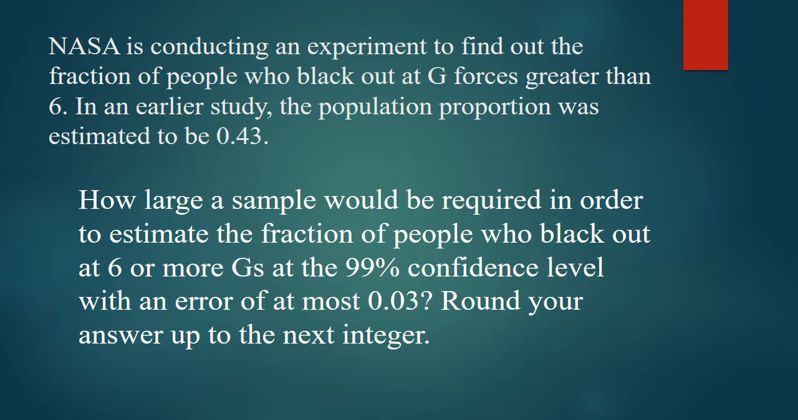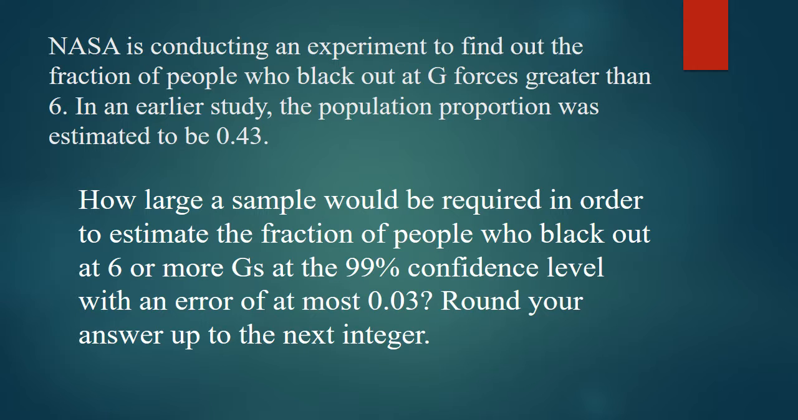NASA is conducting an experiment to find out the fraction of people who black out at g-forces greater than 6. In an earlier study, the population proportion was estimated to be 0.43. So that earlier study is kind of nice. It means that we have a P and can find a Q and don't have to just toss in 0.5. So how large of a sample would be required in order to estimate the fraction of people who black out at 6 or more Gs at the 99% confidence level with an error of at most 0.03? Round your answer up to the nearest integer.